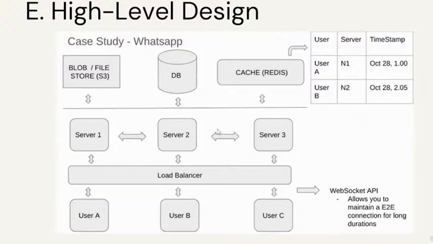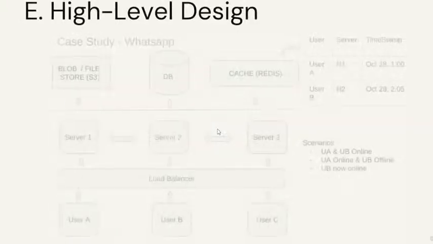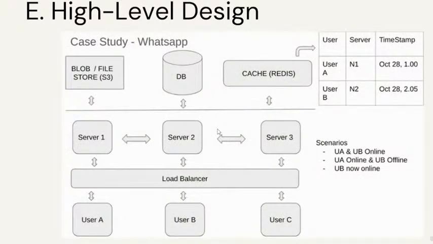Now, let's take a look at the next slide. Here, we are going to discuss 3 different scenarios. Let's say, first scenario, user A and user B, they are both online. User A sends a message to user B. This message first goes to load balancer. From load balancer, it goes to server 1, assuming user A is connected to server 1. Server 1 will take a look at the cache database to figure out where user B is connected. It knows it's connected to server 2, so server 1 will forward the message to server 2. Server 2 will then forward the message to user B, and user B will receive this message.